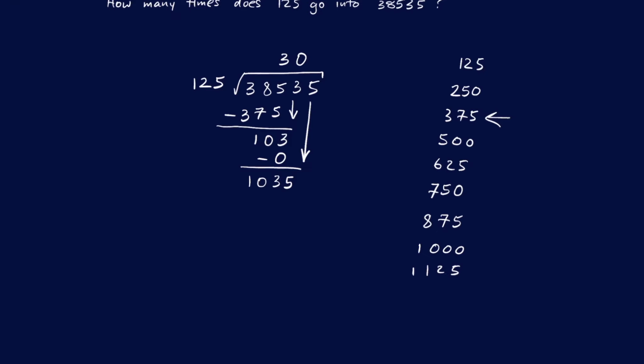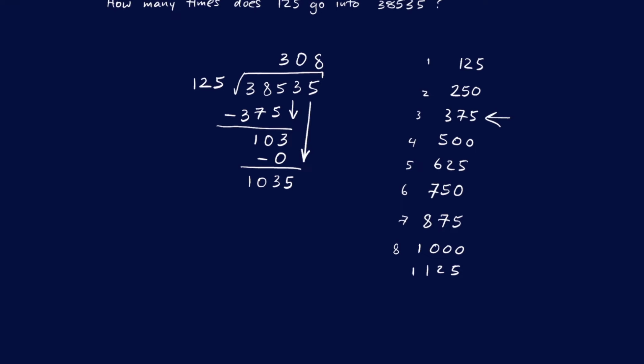And the answer is it goes into it 8 times because we have 1, 2, 3, 4, 5, 6, 7, 8. So that means that 125 multiplied by 8 is 1,000. But 125 multiplied by 9 is 1,125, which is bigger than 1,035. So 125 goes into 1,035 8 times.